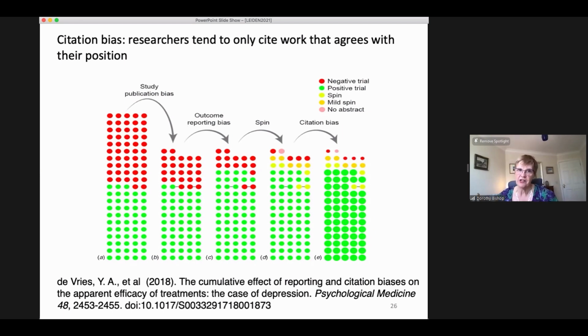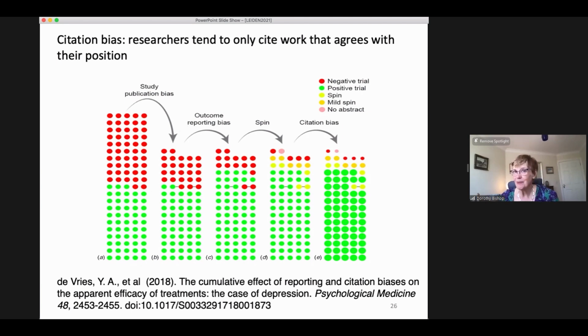And then, as you can see on the next bar along, there's something called spin, which is that, even if you didn't get the result you expected, you describe it as if you had. But perhaps the most damning one is the fifth column. And I'm starting to think we need a fifth horseman of the apocalypse here, because this is something I really started to get more and more interested in: citation bias.